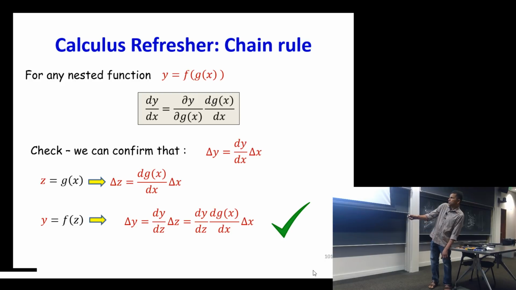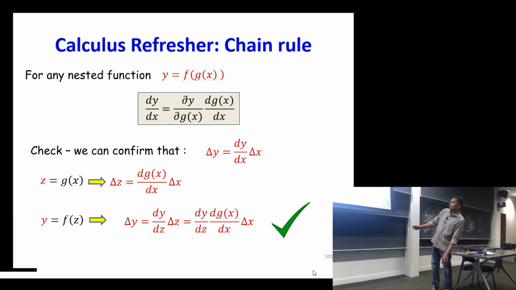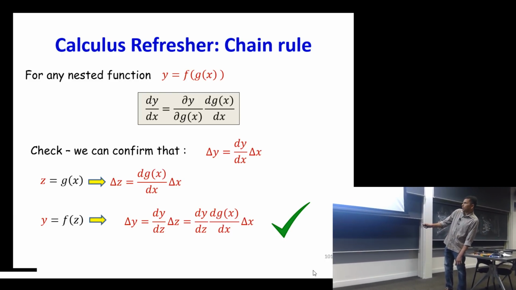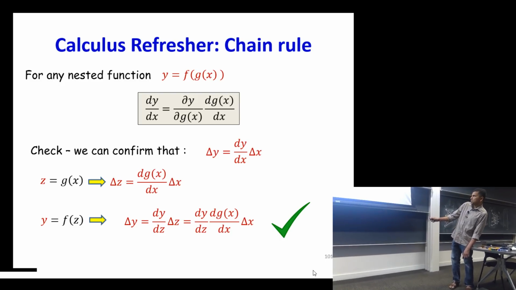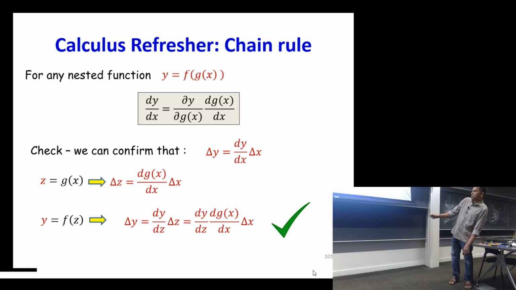But from this relation, I get delta z equals dg of x over dx times delta x. So this relation I can plug in, since y is f of z, delta y is dy over dz times delta z, again by definition. But delta z is this guy. So I can plug this term here instead of delta z. And that's going to be dy over dz times dg over dx times delta x. So this term is what multiplies delta x to give me delta y.